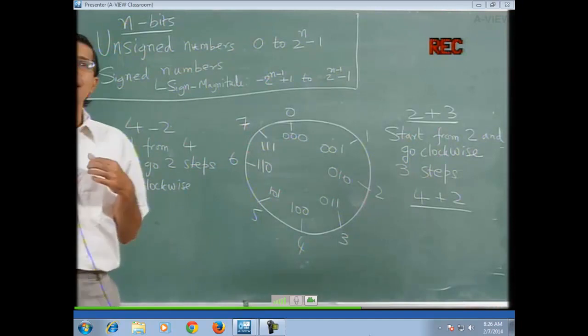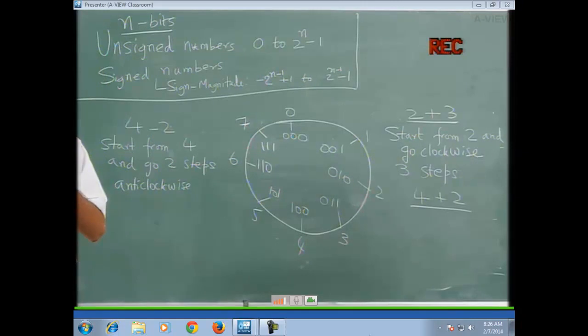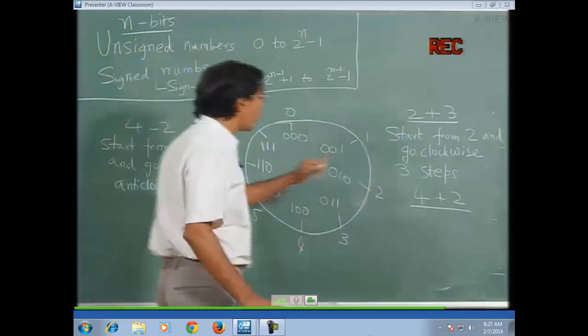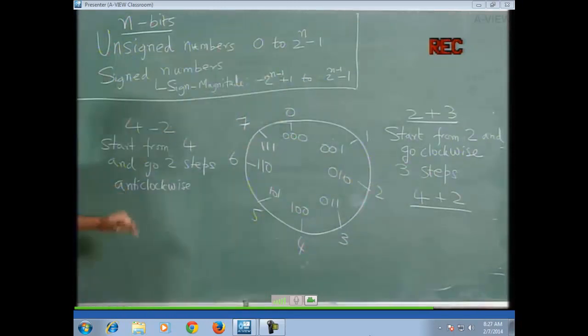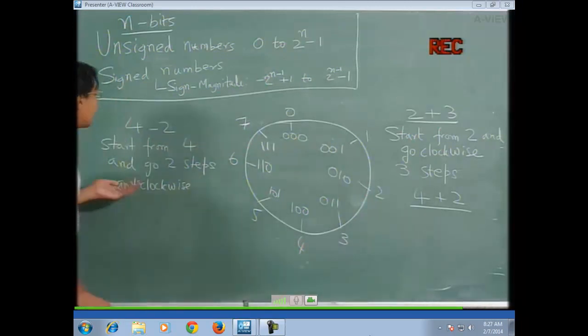Now, what did we tell? We want to model both subtraction and addition in the same manner. We want to model subtraction as addition. If I want to model subtraction as addition, then I have to translate this anti-clockwise motion as a clockwise motion, because for us addition is clockwise, subtraction is anti-clockwise. How do we do it?